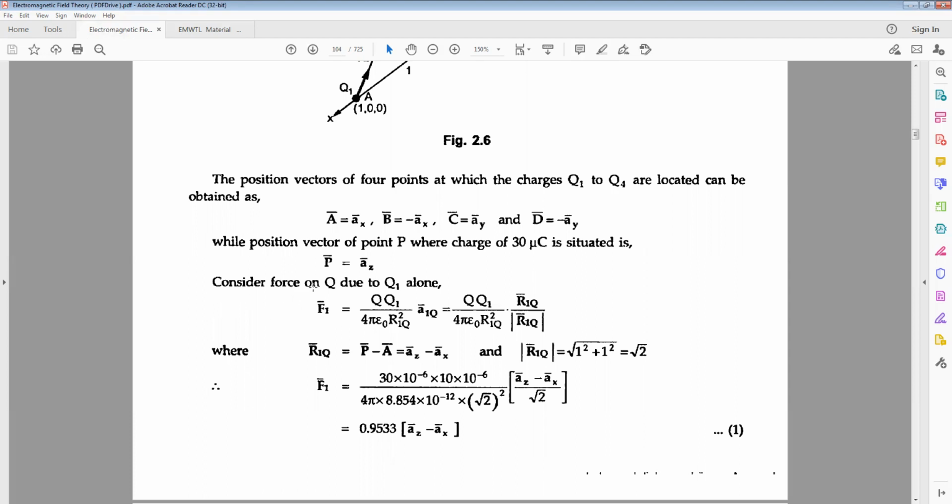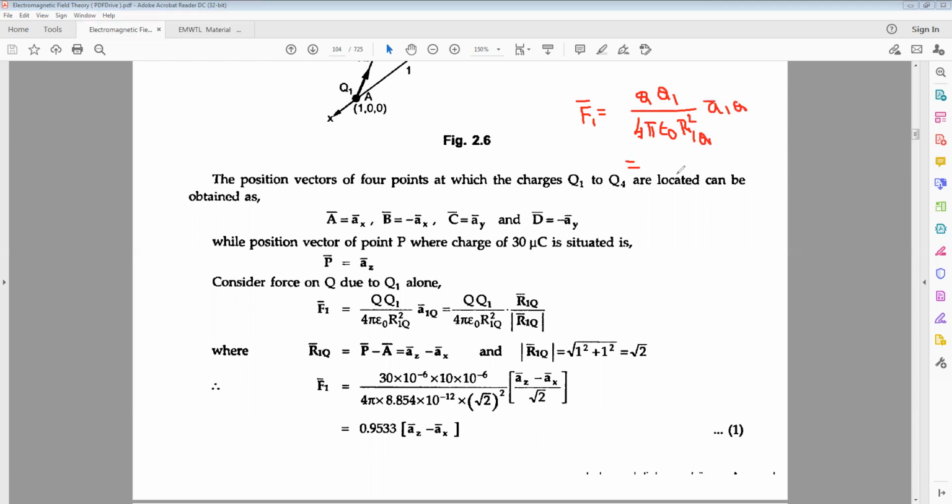Now consider the force on Q due to Q1. First of all, taking F1 bar equal to Q, the point charge located at the point P, and Q1, the charge located at A. The force exerted on Q due to Q1 is F1, so 4 pi epsilon naught R square, that is from Q1 to Q.